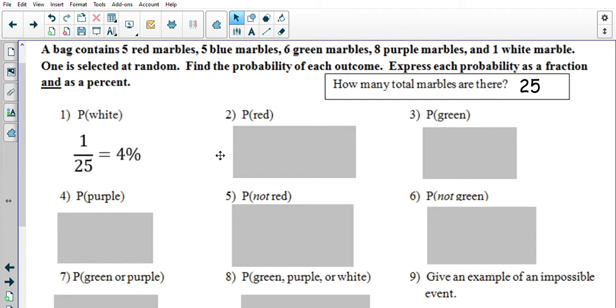Remember, we moved the decimal point to the right 2 places. The other option is rewrite it with the denominator of 100. So 1 over 25 multiplied top and bottom by 4 gets you 4 out of 100, which is 4%.